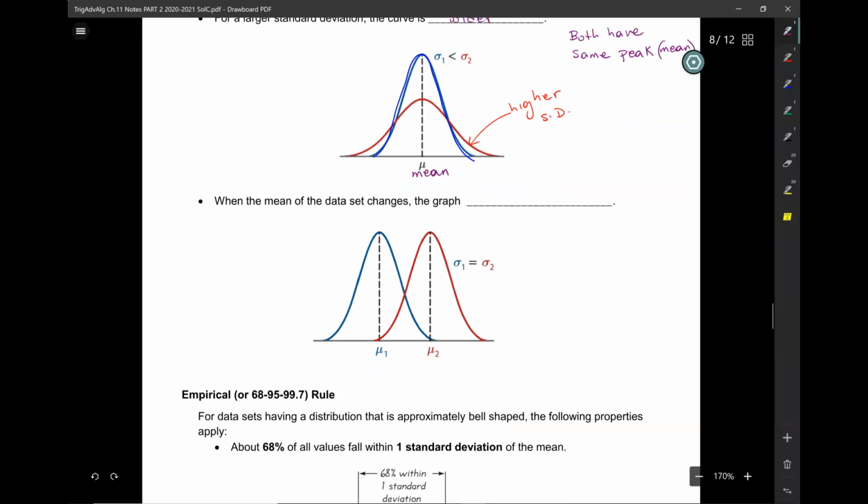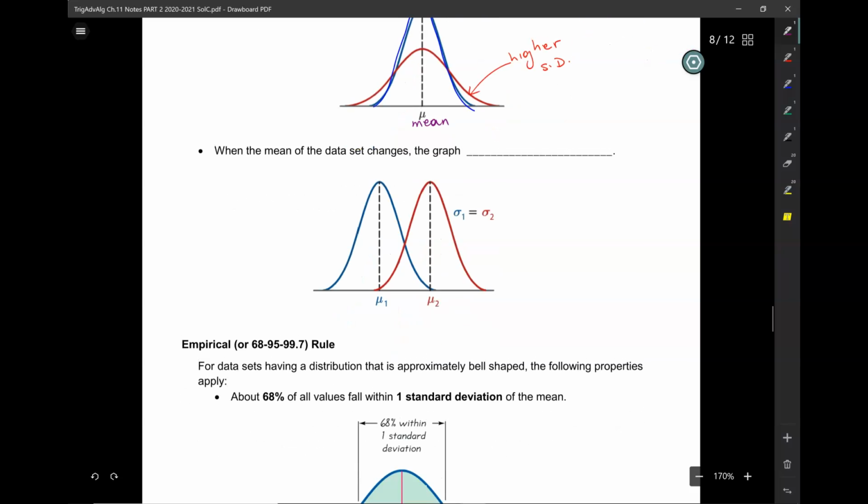Now, look at these two. Are both of these normal distributions? Yes, because they are both symmetric around their means. So what happened here is the mean of the data set changed. First, the mean was the blue one, and now it's the red one. So when the mean of the data changes, the whole graph shifts horizontally, left or right.